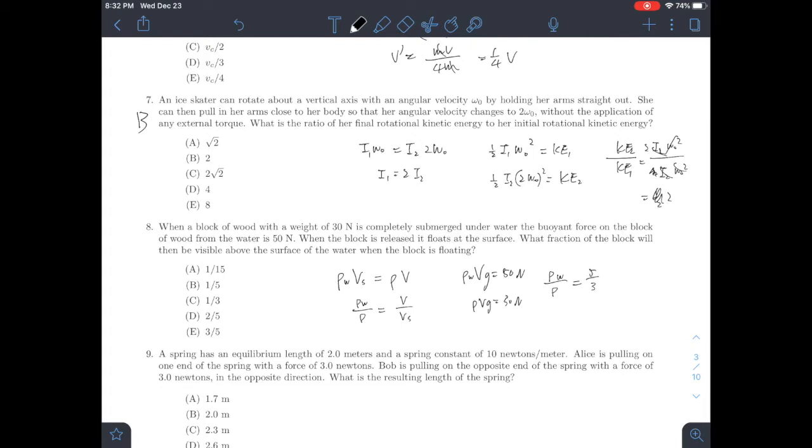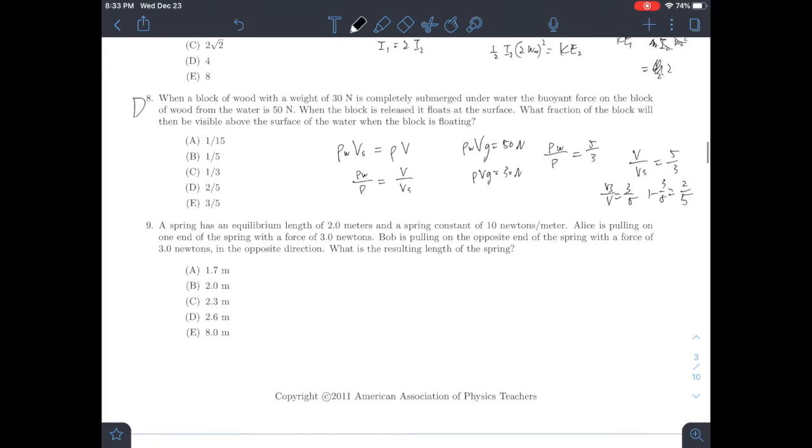Then we can find the ratio between the water and the object density is equal to 5/3. So the original volume divided by the volume submerged in the water is 5/3. Then we flip that, which is 3/5. Then we want to find the floating volume, not the submerged volume. So we need to have 1 subtract 3/5, which is 2/5, which is D.